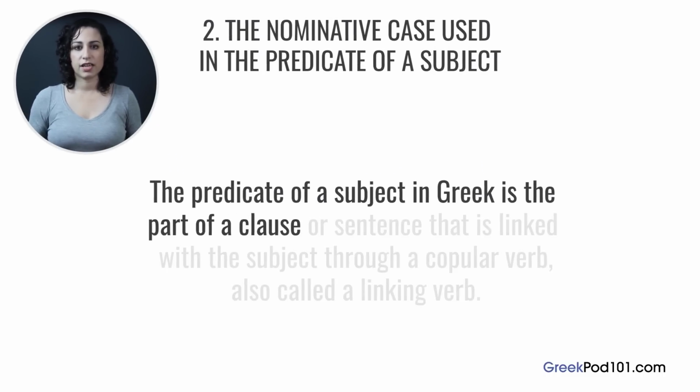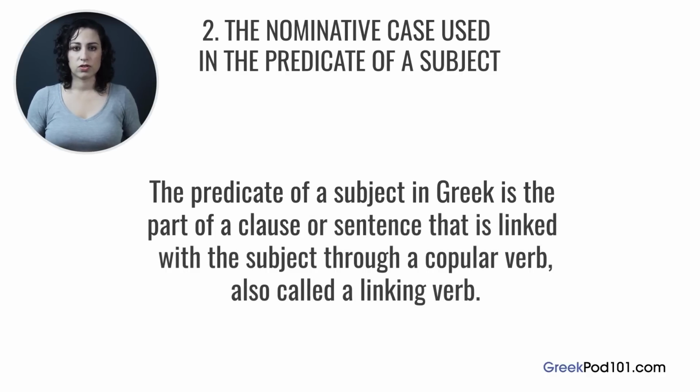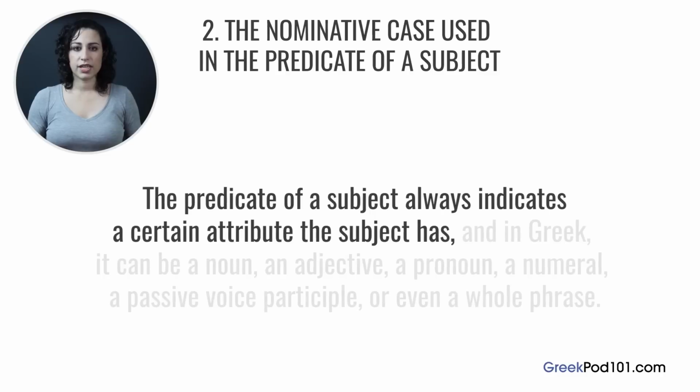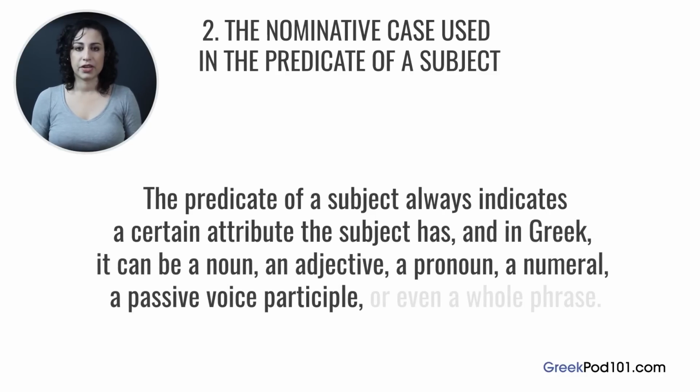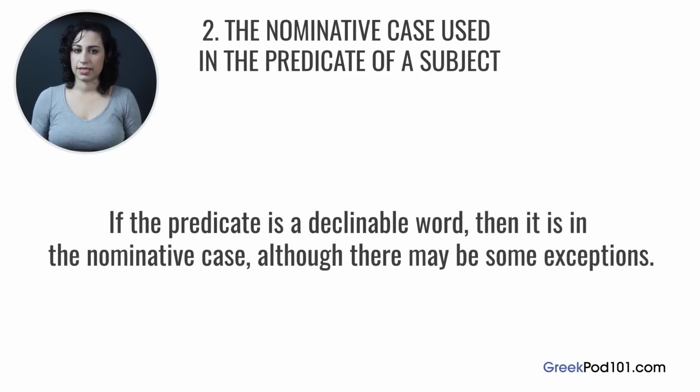Following up, we have the nominative case being used in the predicate of a subject. The predicate of a subject in Greek is the part of a clause or sentence that is linked with the subject through a copular verb, also called a linking verb. The predicate of a subject always indicates a certain attribute the subject has, and in Greek it can be a noun, an adjective, a pronoun, a numeral, a passive voice participle, or even a whole phrase. If the predicate is a declinable word, then it is in the nominative case, although there may be some exceptions.